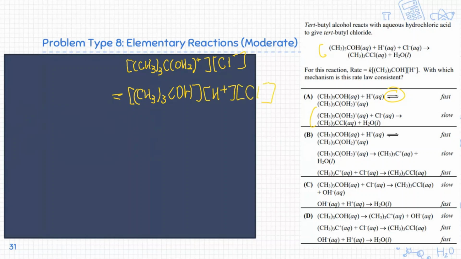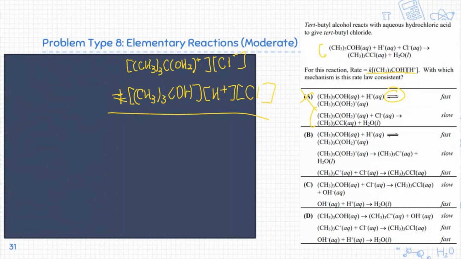Now, does this look like the correct mechanism? No, this is a terrible mechanism. This is incorrect because it involves the chloride ion, which makes zero sense. So A is incorrect. So let's look at B now.